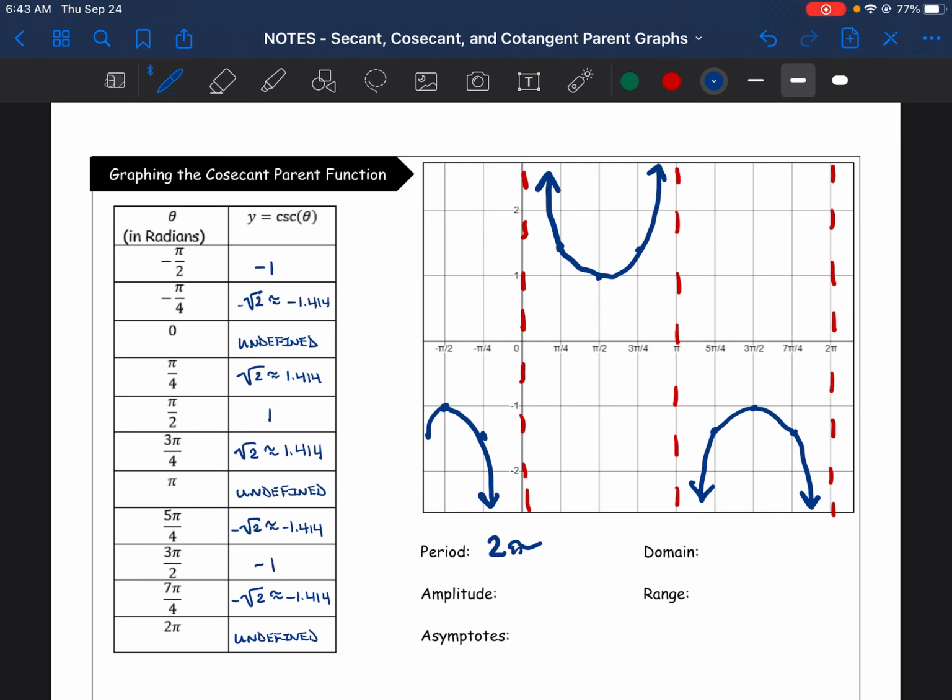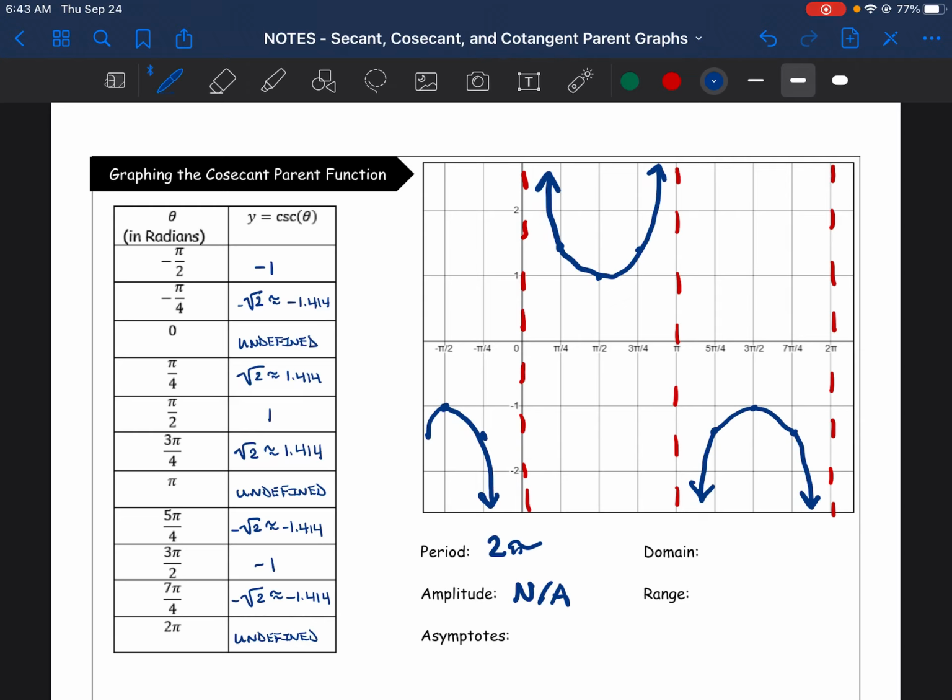Okay. The amplitude, once again, is based off of distance from a midline to a maximum or distance from a midline to a minimum. We don't have any minimums or maximums because the graphs of secant and cosecant go infinitely in the y direction for both positive and negative infinity. So there is no amplitude.